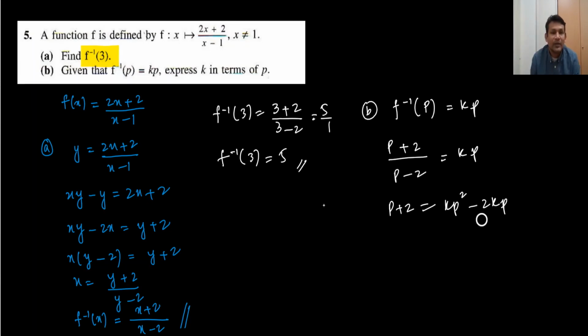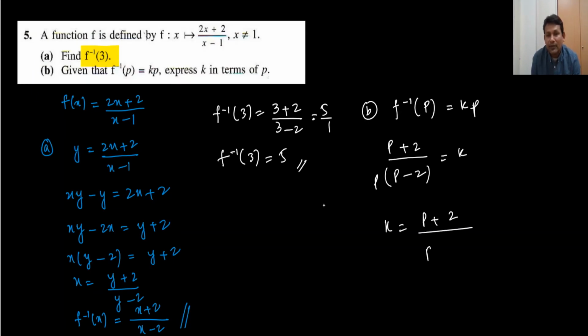And we want to express k in terms of p. It is actually very simple to do here, I think. So we can divide by this p on the left-hand side. It's easy. Because we are expressing k in terms of p, this p will divide here. So k is equal to p plus 2 divided by p squared minus 2p. That's good, and we have done it.